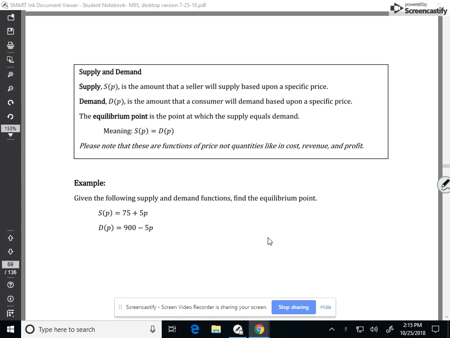And then we had this idea of the equilibrium point, and this is the point in which supply equals demand, meaning S of P equals D of P. And please note that these are functions for price, not quantities like in the cost, revenue, and profit.